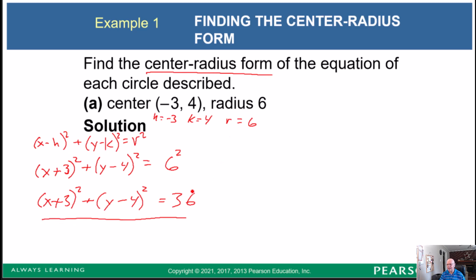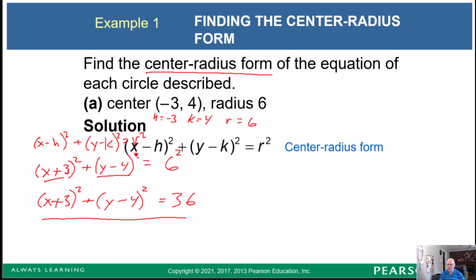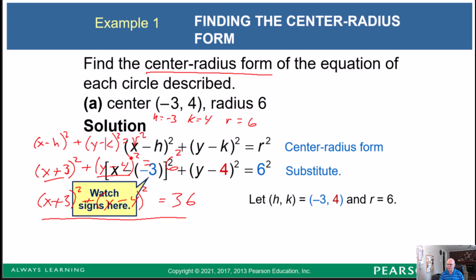If we want it in standard form, then we'd expand those two binomials and take the numbers on the other side, or bring this number on the other side. And there we go.